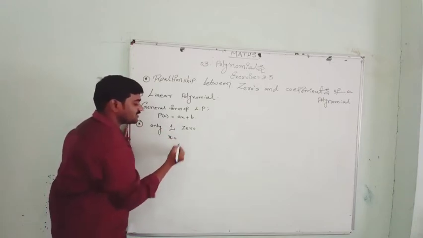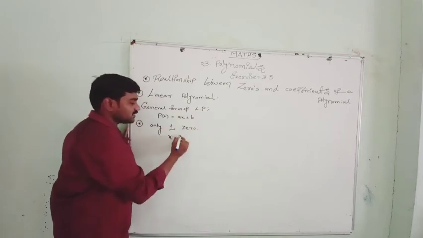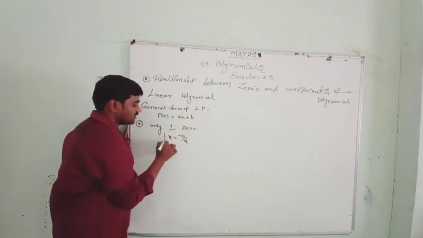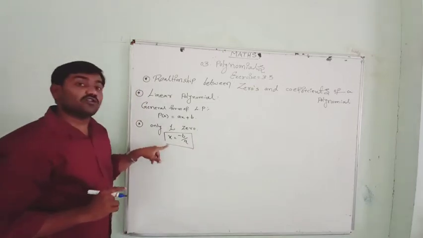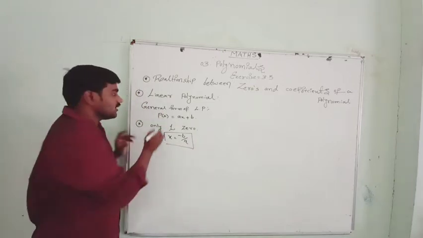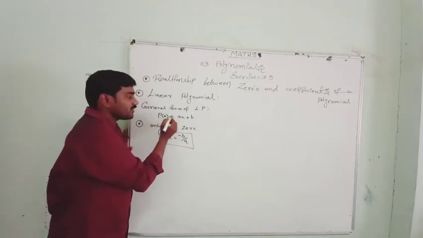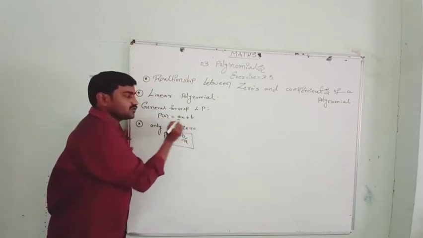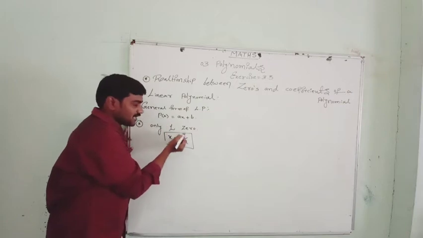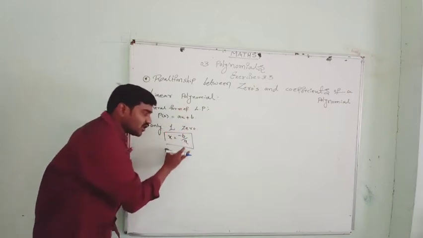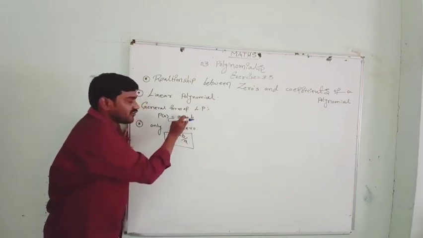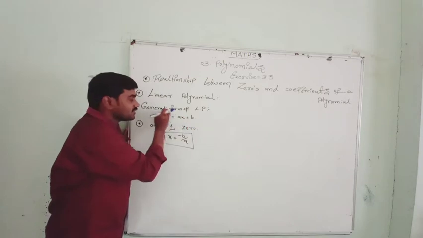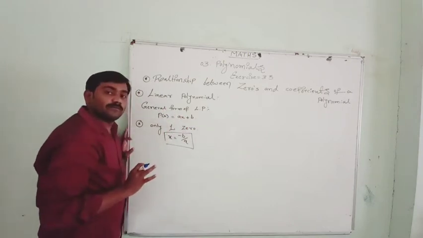The zero of the polynomial is x equal to minus b by a. By solving we get this. If you put P of x equal to 0, then ax plus b will be equal to 0. Plus b you transfer to this side as minus b. A is multiplied with x, so it will be divided. So by solving we got the zero of the polynomial. That means if you substitute x equal to minus b by a in the place of x, this polynomial becomes 0.